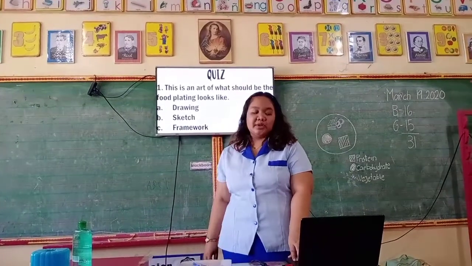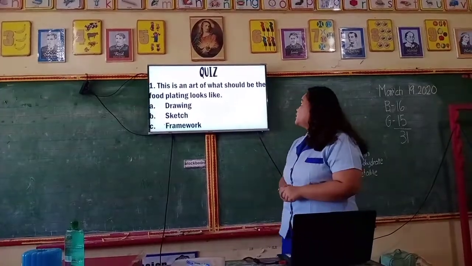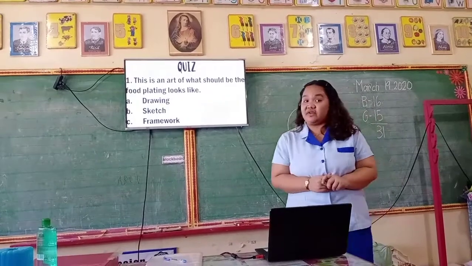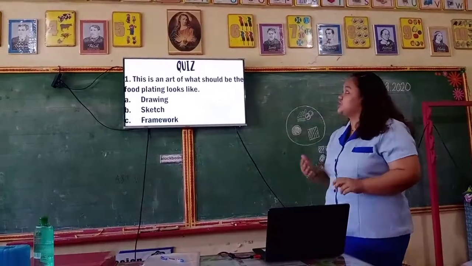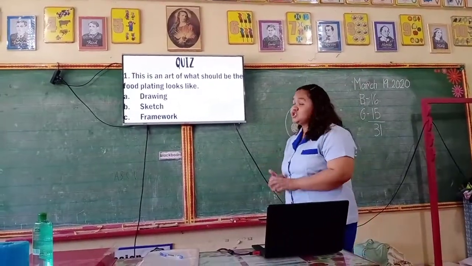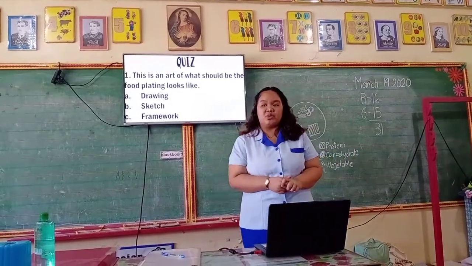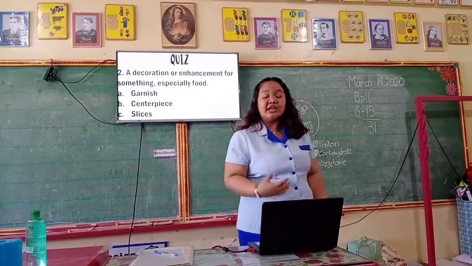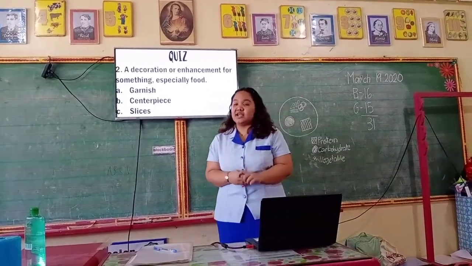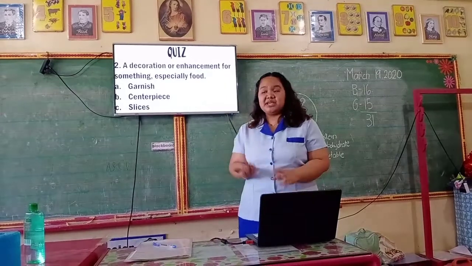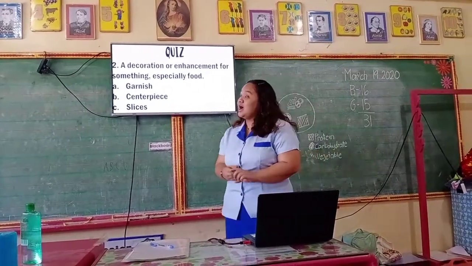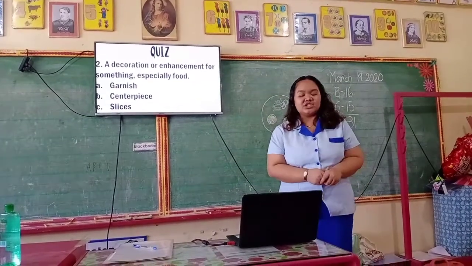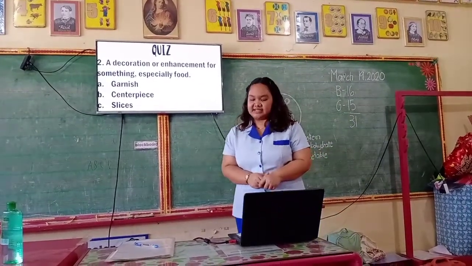Mind your own paper. Number 1. This is an art of what should be the food plating looks like. A. Drawing. B. Sketch. C. Framework. Number 2. A decoration or enhancement for something, especially food. A. Garnish. B. Centerpiece. C. Slices.